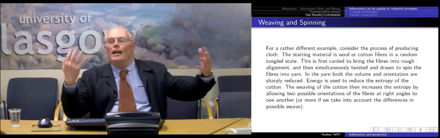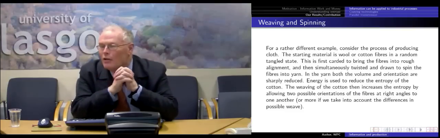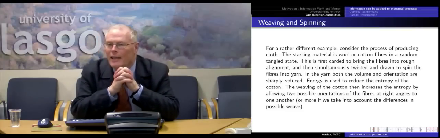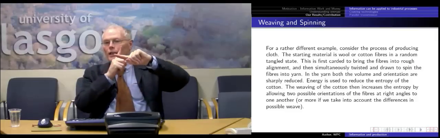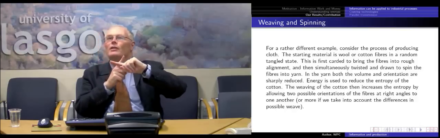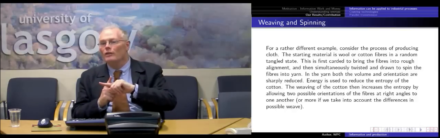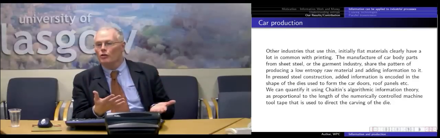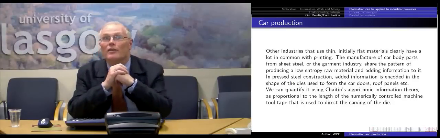You then have a final process which increases the entropy by weaving cloth. And in this case, the fibers are oriented at two different orientations, so the entropy has gone up. But it's an entropy we've deliberately introduced in order to create strong cloth. And also typically to introduce a pattern by using different coloured threads.